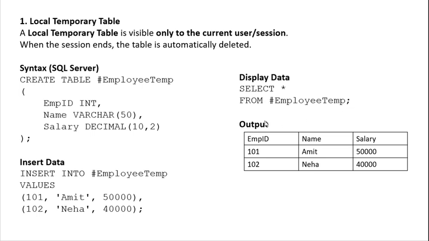Since it is a temporary table, after writing the table name, use the hash sign to show it is a temporary table. This is a local temporary table, and the output shows EmployeeID, Name, and Salary inside the table.